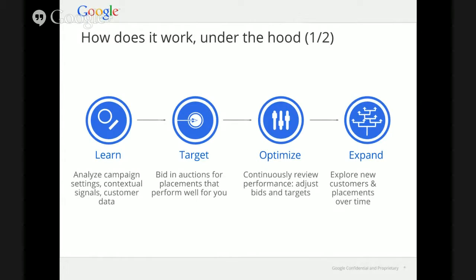So we keep the good performing targets, we keep things that work well for you, we remove things that don't work well for you, and we try to find more. And as Joe said, we do that while sticking to your target CPA that you gave us, the cost that you want to pay for each conversion.